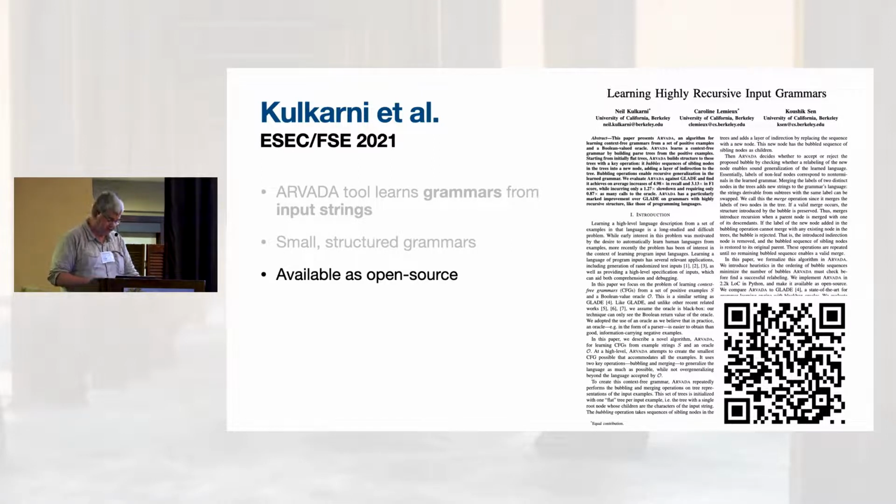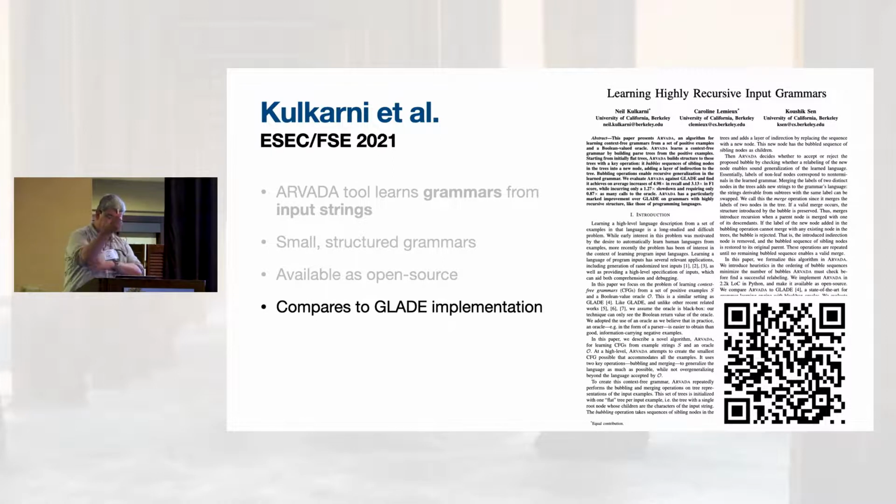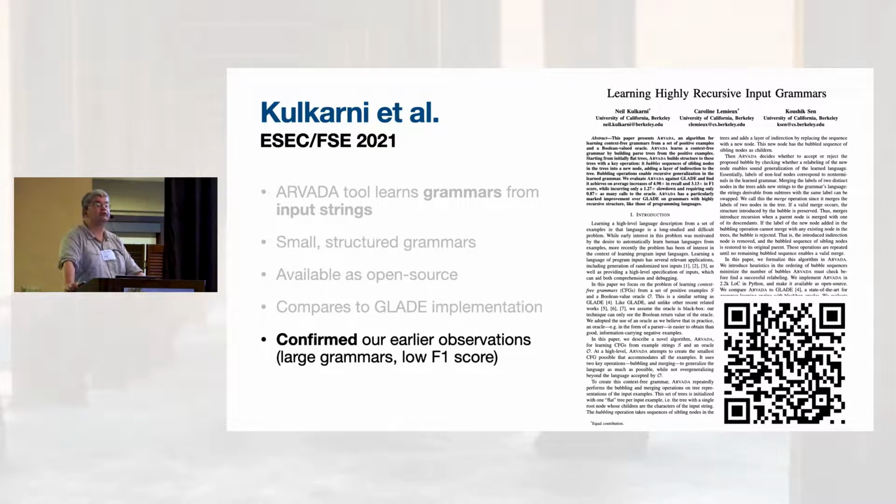It's available as open source, and it also compares against the GLADE implementation, so not the paper, but actually against the provided implementation. And while this did not make much of an issue of the numbers, comparing the numbers with the 2017 paper, they also confirmed the observation that we had seen before, namely that the grammars are large and that the F1 score is low.